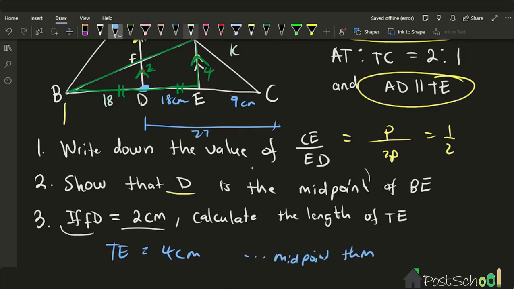So guys, make sure you understand the midpoint theorem, because the midpoint theorem is very important.